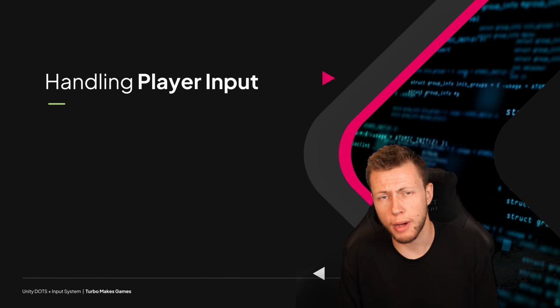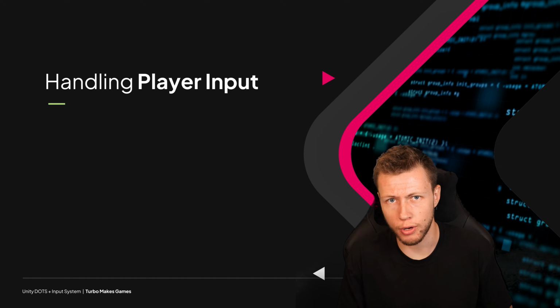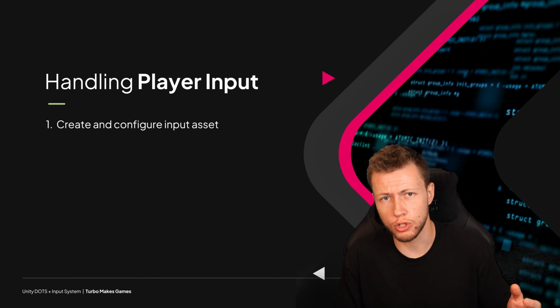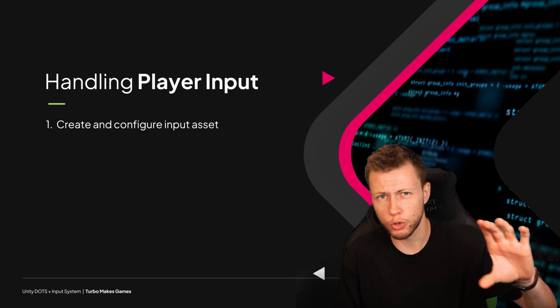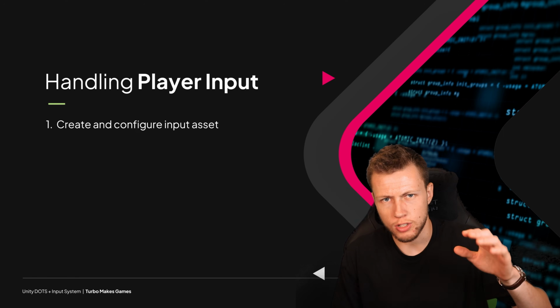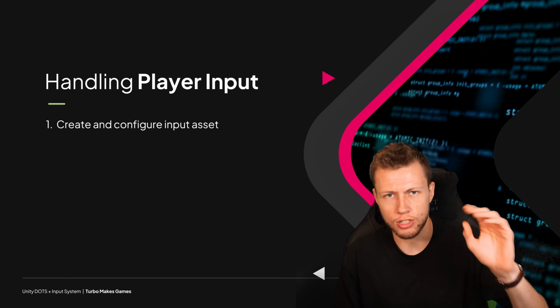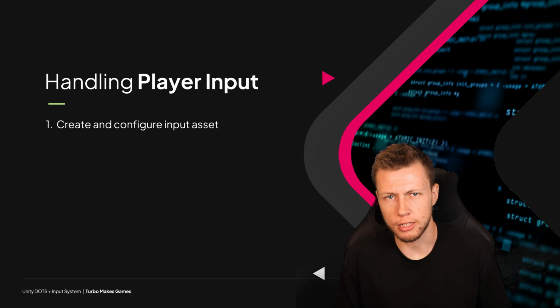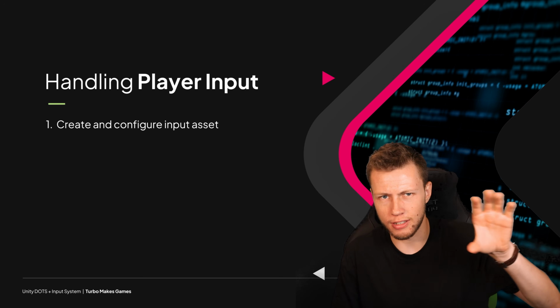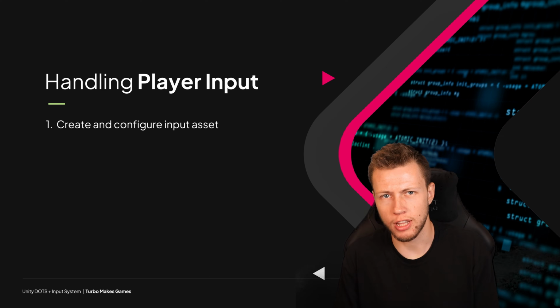So anyways, talking a little bit about how we actually use this with Dots, there's a couple steps that we need to go through to handle our input actions. The first thing that we need to do is create and configure our input asset. This is something that we need to do with the new input system. We create this asset, and this is where we map our key bindings. We can say this is where we press the WASD keys to move the player around, or press the space bar to make the player jump. This is where we define all of the base input actions that our player is going to be dealing with.